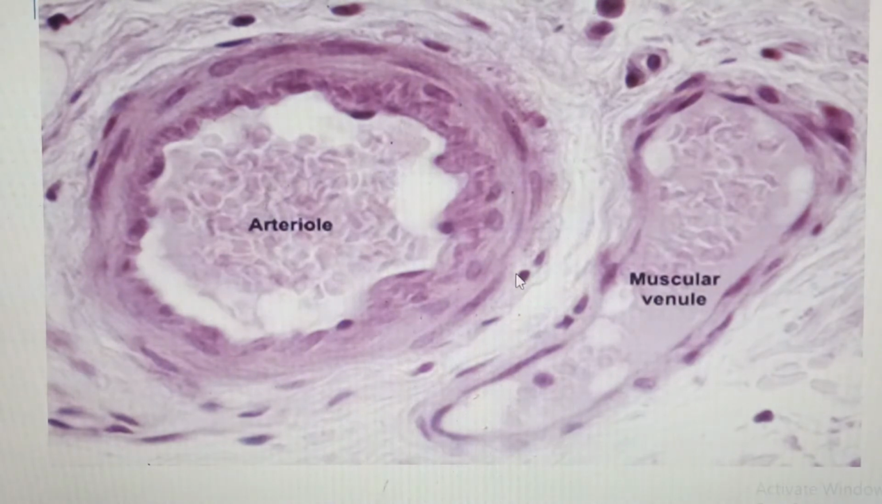As we move progressively downwards, I told you that we are going to have the arteriole, the smallest artery type that we have in the human body. The arteriole also has an endothelium of simple squamous epithelium. But remember, sometimes the endothelium may be simple cuboidal. Sometimes it could even be simple columnar, in some rare cases.